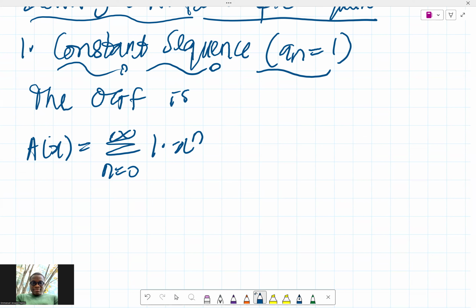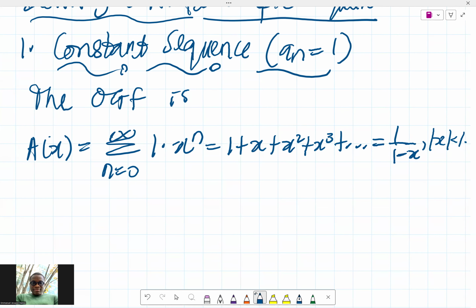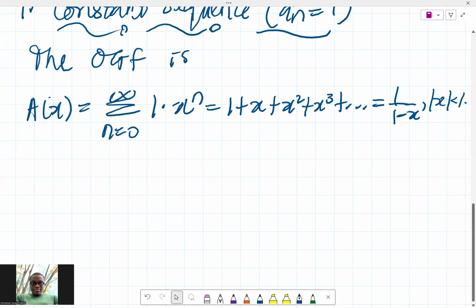And if you do this, when the power is 0, you have 1. When it is 1, you have x. When it is 2, you have x squared, and x cubed. And that goes on until at infinity, that's 1 over 1 minus x, if you do the sum to infinity, and this only holds for x lying between -1 and 1. Okay, we've seen this a lot.